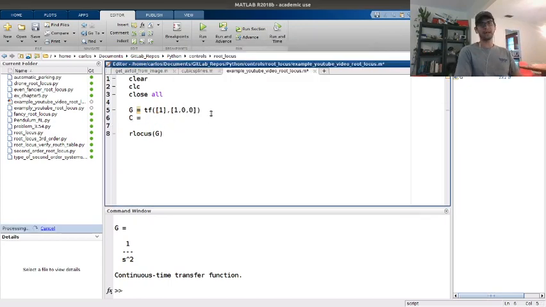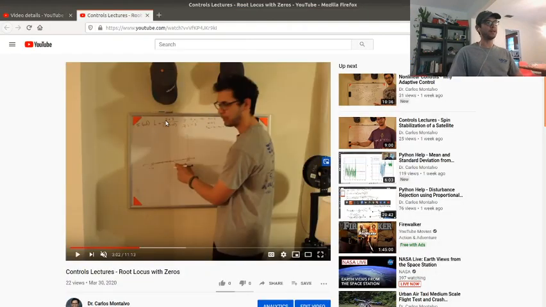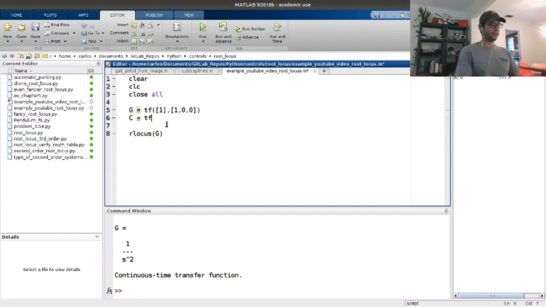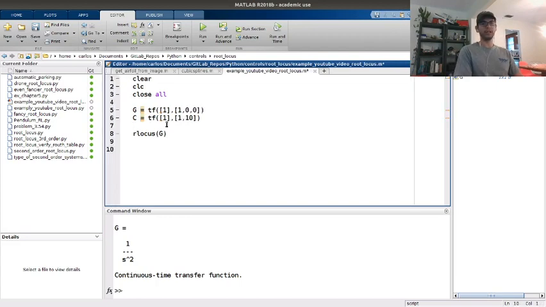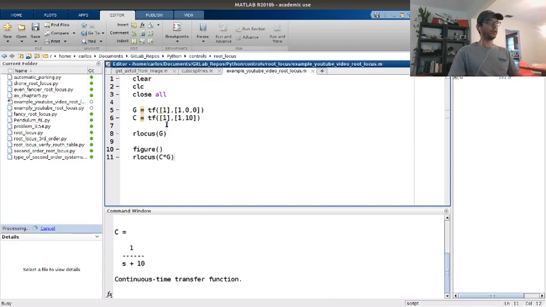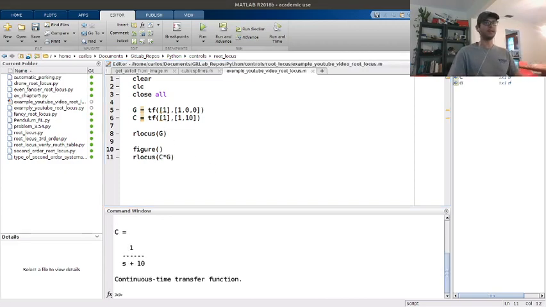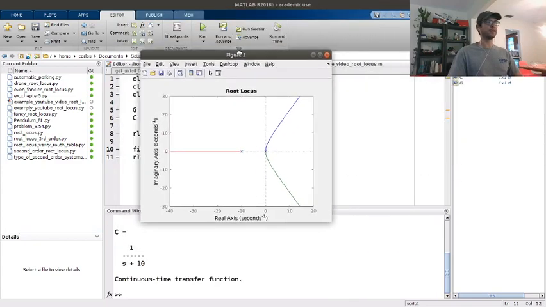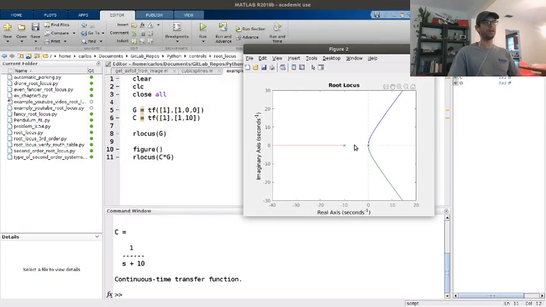If we then add a compensator, and so if we go to the YouTube video, I've got a compensator of 1 over s plus 10. So if I do transfer function 1 over s plus 10, and then instead of doing rlocus g, I'm going to drop a new figure down and do rlocus c times g. And so I'm going to cascade those blocks together and essentially augment the plant. And what I'm left with is actually this transfer function here. And so now I've got a pole here at minus 10, and I've got 2 poles here at the origin.